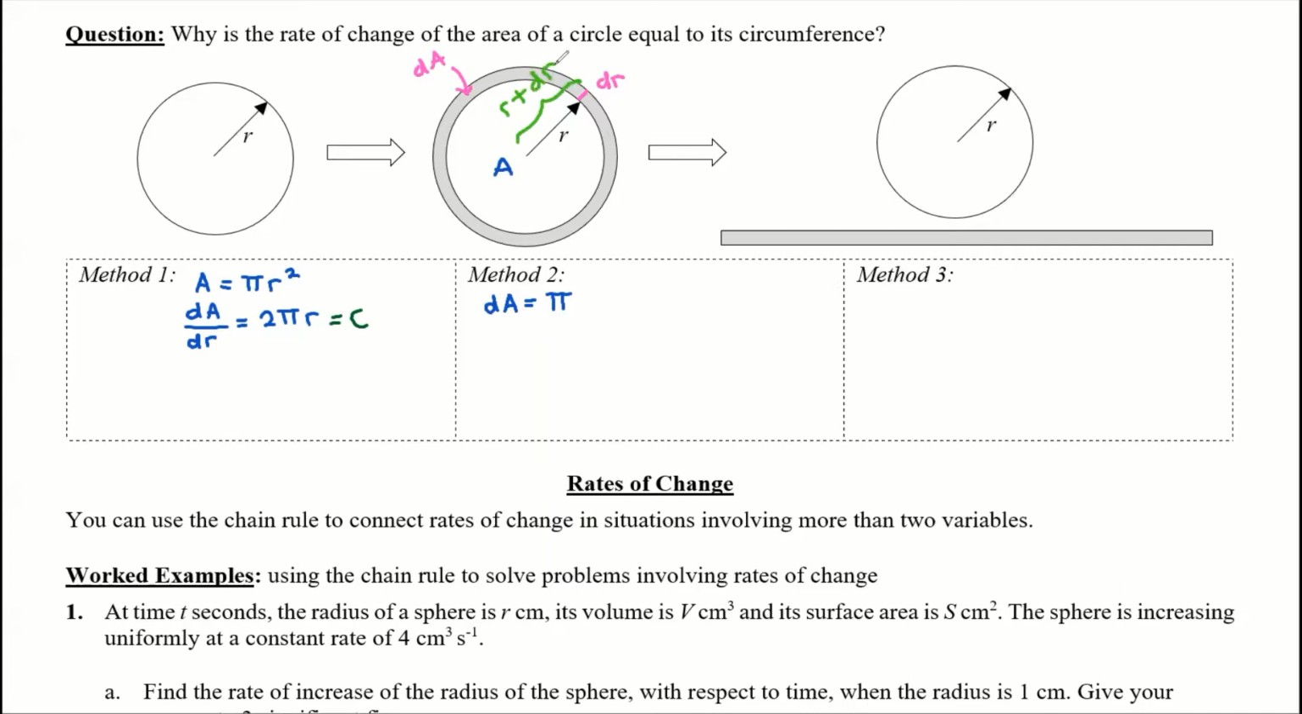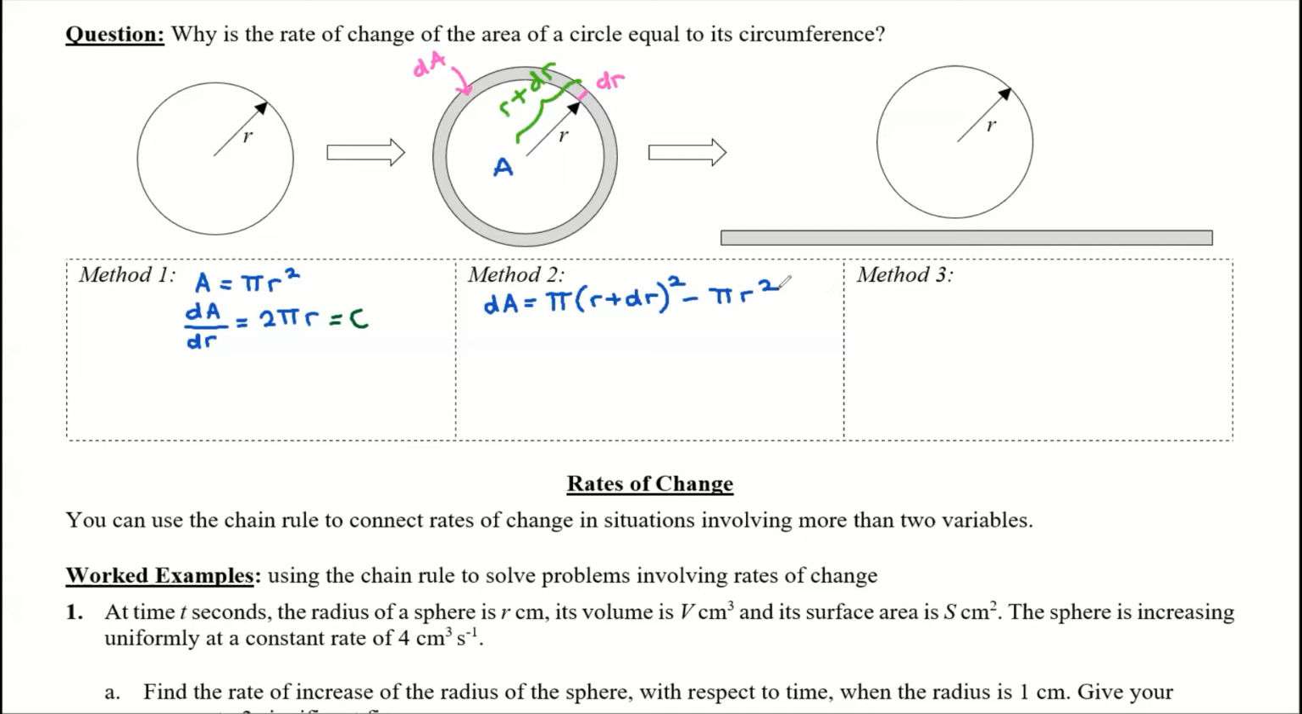Okay, that's the area of the large circle. So that's the radius of the large circle. I hope I said that. So that means that the area of the large circle will be pi (r plus dr) squared. And then we would have to subtract the area of the circle itself, pi r squared.